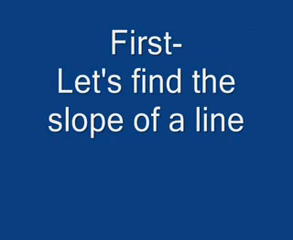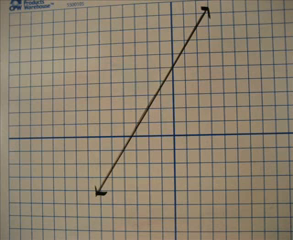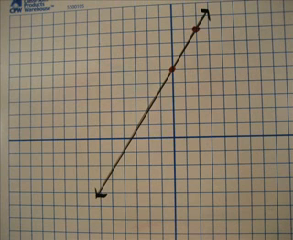Today we're going to work on the slope-intercept form. First we'll practice finding the slope of a line. Here's our first line. In this line you can see 2 points. We're going to go from one point to the other point.